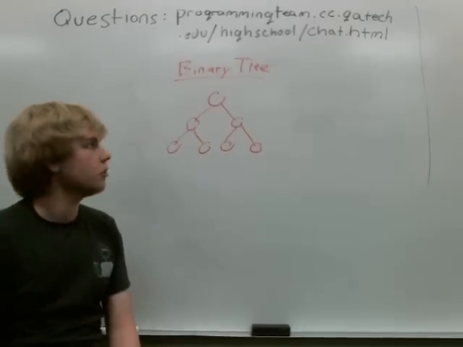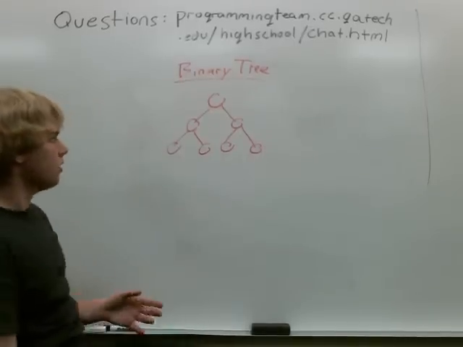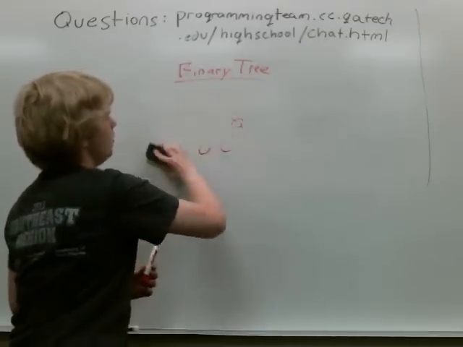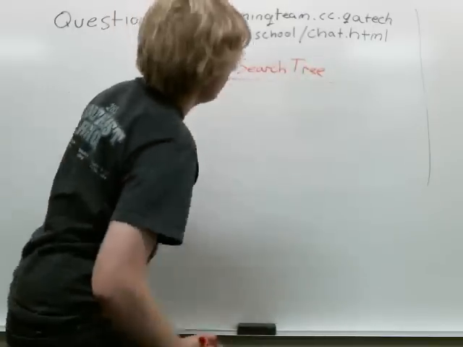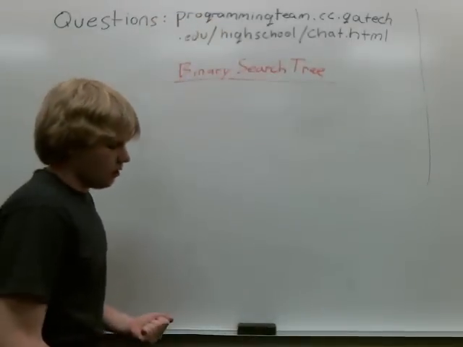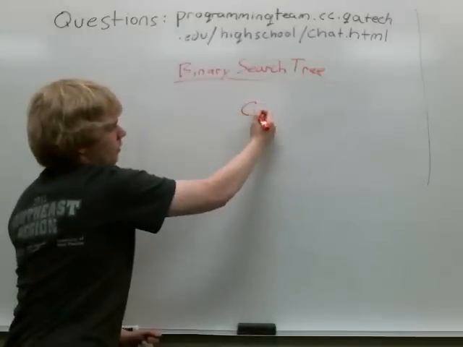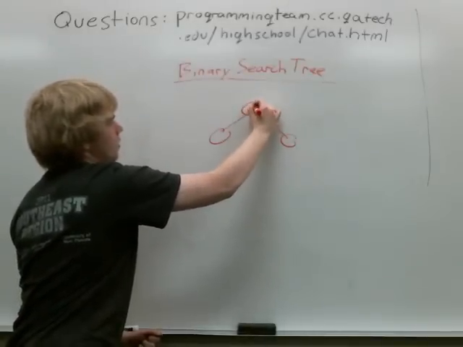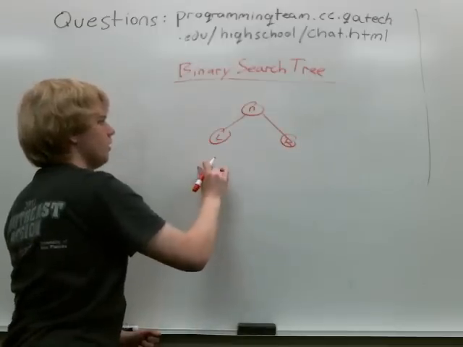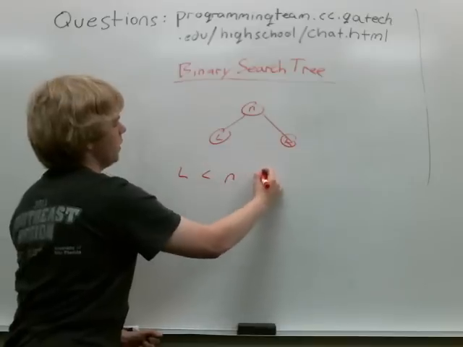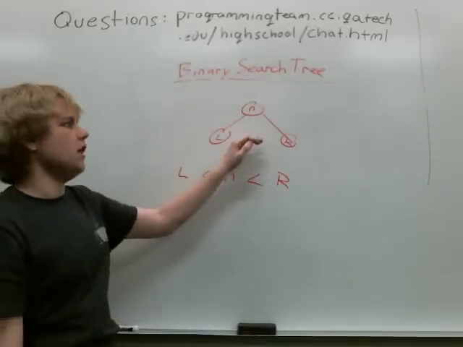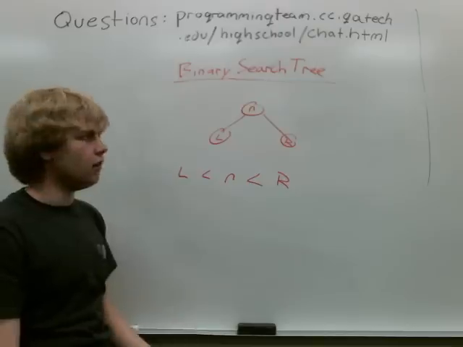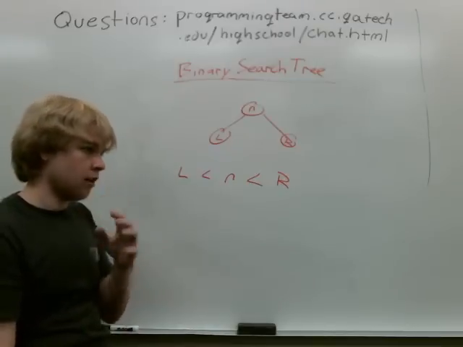Right now it's not very useful. So there are some restrictions we can apply to it. We can make this a binary search tree. What this means is that there's some ordering in this data. So if we call this n and this left and this right, then we have to maintain this invariant where left is less than n and n is less than right. So everything to the right of a node is larger than it, and everything to the left of a node is less than it. And so this allows us to split up our data and find things quickly.